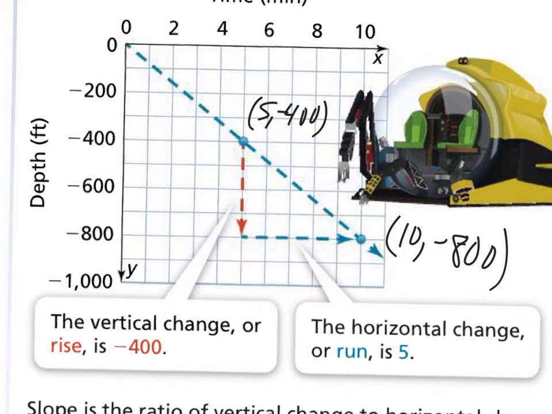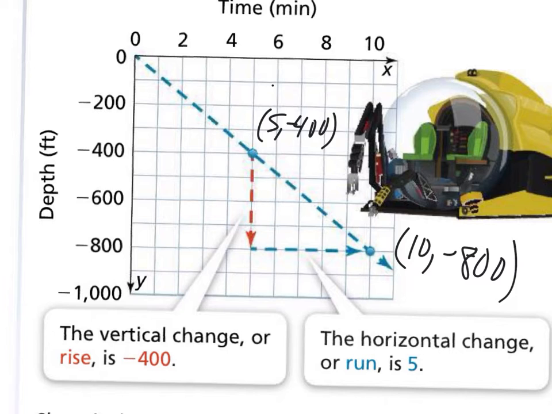So what we're going to do, we're going to find our slope, which is the change in y over change in x. Our y values here are negative 400 and negative 800. So if we went from negative 400 to negative 800, we went down 400. That's a negative 400. You can see in your book they've worked that out. And then the x's, we went from 5 to 10. So from 5 to 10, we went over 5.